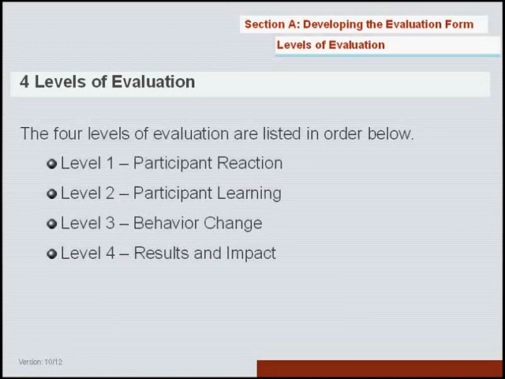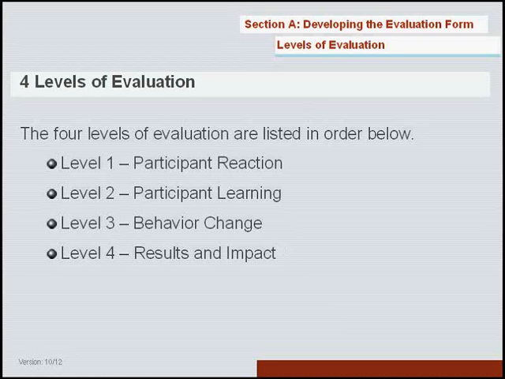So the 4 levels of evaluation are listed here now in the proper order, just so that you can see how that flows. Participant reaction, participant learning, then behavior change, and then results and impact. And it happens in pretty much that order. Do you have any questions about this order or comments? No, I don't have any questions.